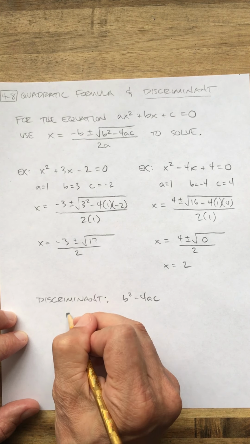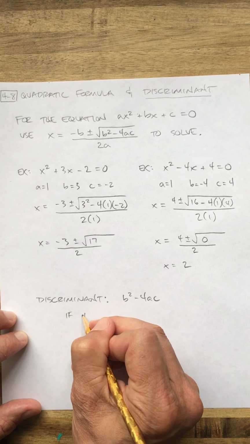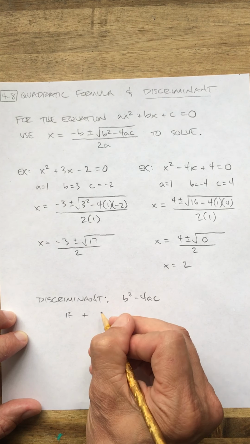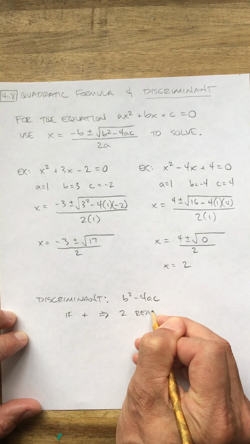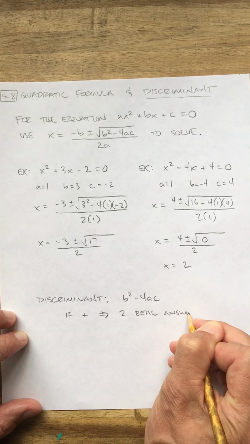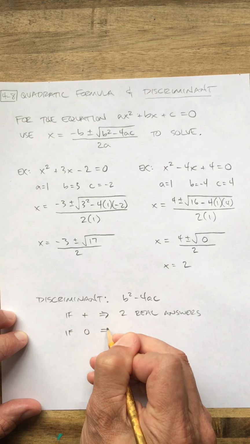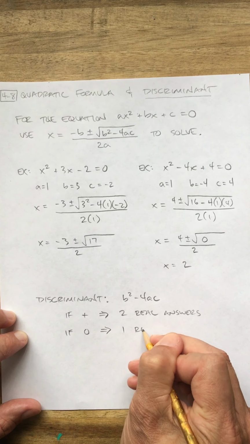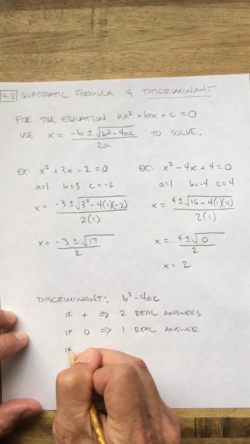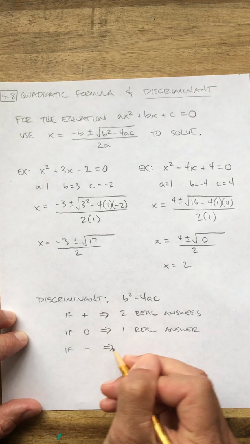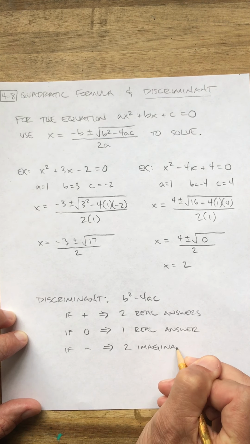And if the discriminant is positive, okay, we have two real answers, okay? All right, if the discriminant is 0, we have one real answer. And if the discriminant is negative, we have two imaginary answers.